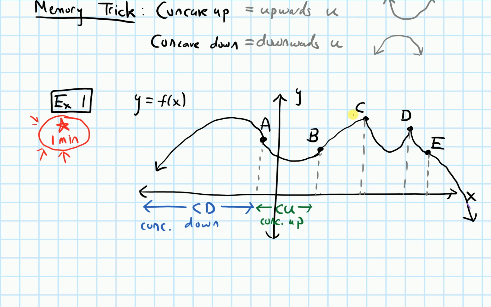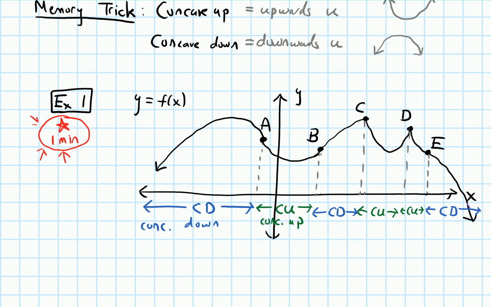And then from B to C, well, it switches back to a downwards U shape. So that would be concave down. So CD, concave down. And then from C to D, it has an upwards U shape. So concave up. And then from D to E, it's actually concave up again. It has an upwards U shape. So that is also concave up, just a tiny little sliver there. And then from E onwards, it has a downwards U shape. So that would be concave down.